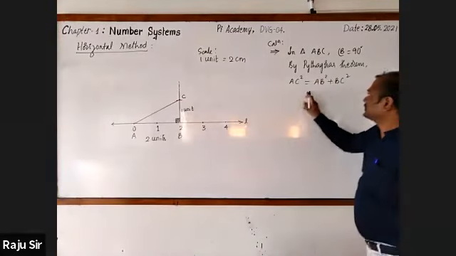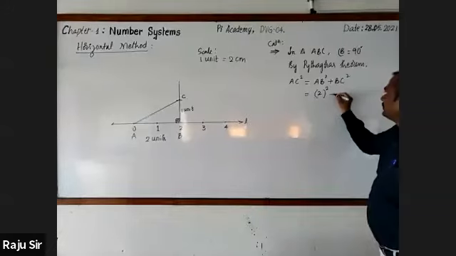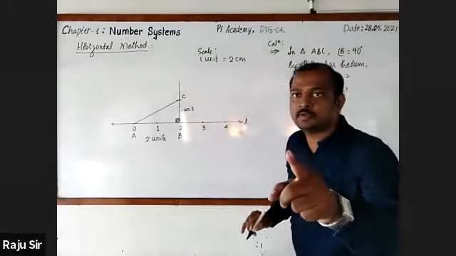Arushi, what is AB? AB is 2 units. BC? BC is 1 unit. Okay, enough.